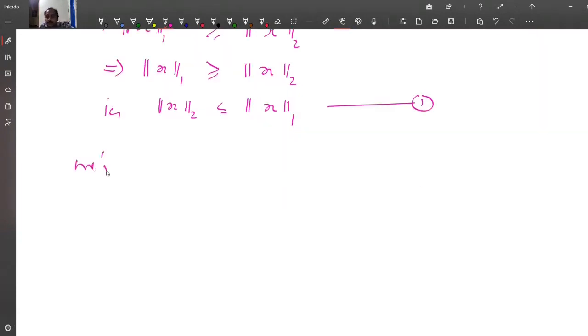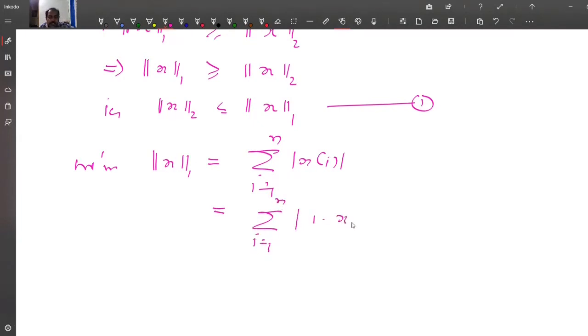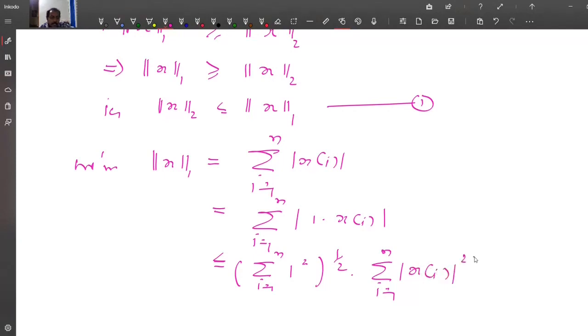So we have 1 norm of x. This is equal to sigma i equal to 1 to n modulus of x of i. So this is equal to sigma i equal to 1 to n modulus of 1 into x of i. Now using Holder's inequality, this is less than or equal to sigma i equal to 1 to n 1 square, the whole raised to 1 by 2, into sigma i equal to 1 to n modulus of x of i square, the whole raised to 1 by 2, by Holder's inequality.